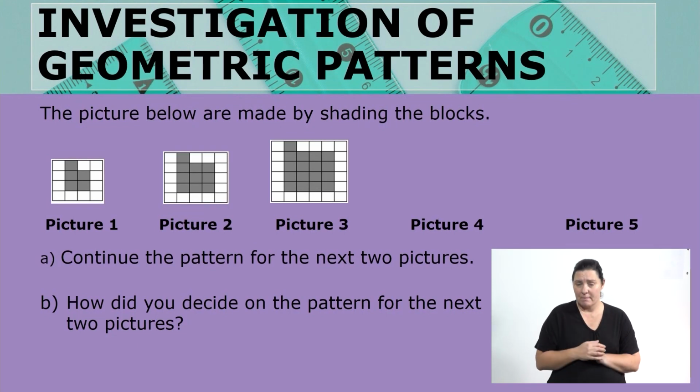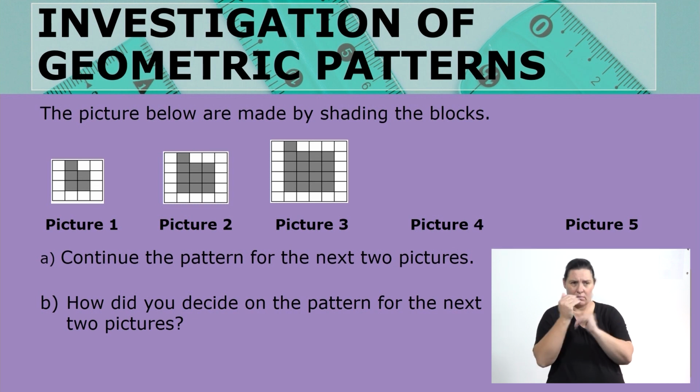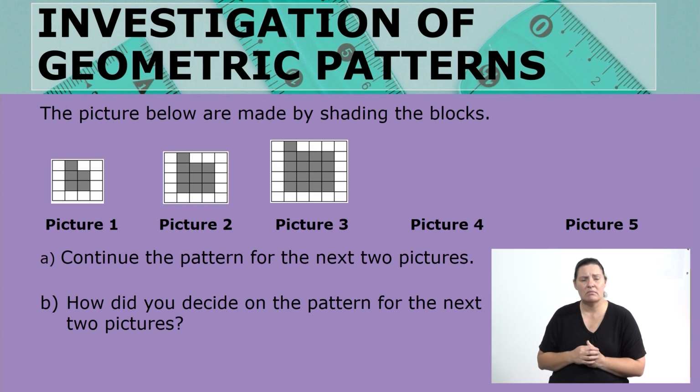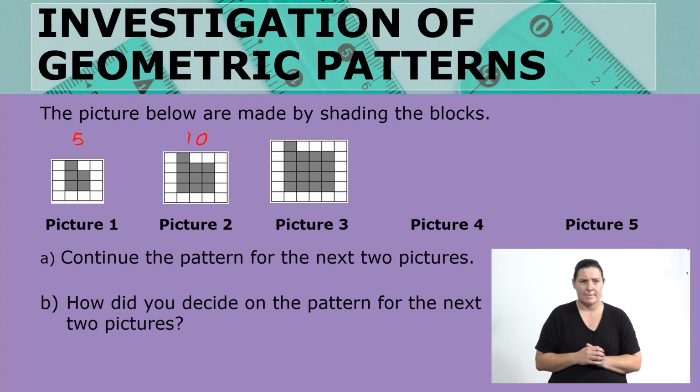The one that we've got here says the pictures below are made by shading the blocks. So we are going to look at the picture. The first picture has a few blocks shaded in. How many blocks do we have there? We have 5 blocks that are shaded in. The second picture, we have 10 blocks that are shaded in, and the third picture we have 17 blocks that are shaded in. So can we see what is going on here?